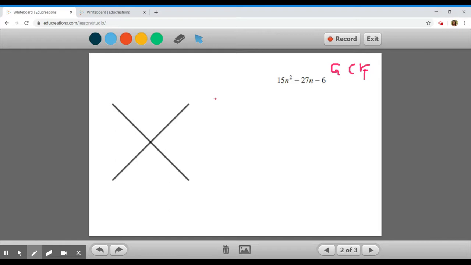If I look at each of the terms, they're divisible by 3. So I'm going to divide that out. And now I'm working with 5n squared minus 9n minus 2.